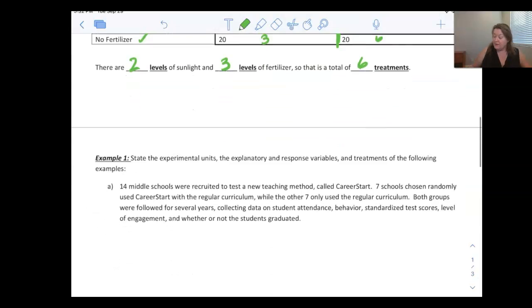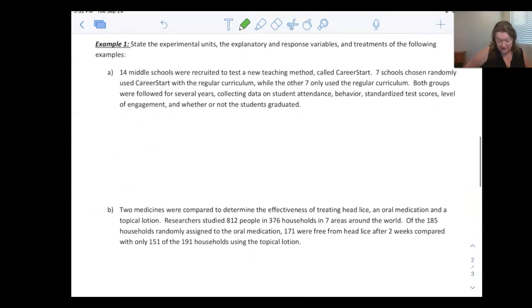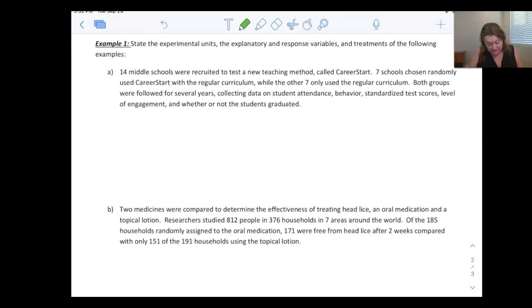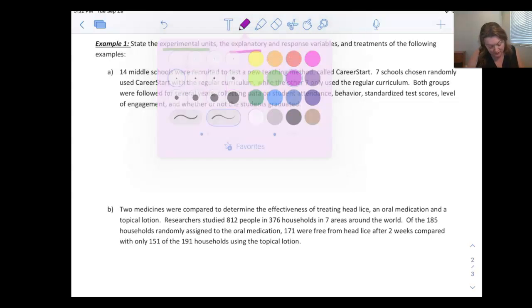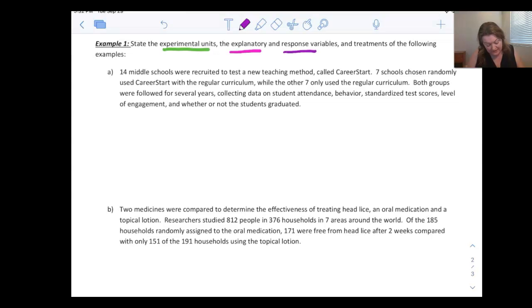Cool. Let's go and practice some of these. So in here it's going to say state the experimental units, the explanatory variable, and the response variable, and then the treatments. Okay, so I'm going to color code these so that they're easy to spot.